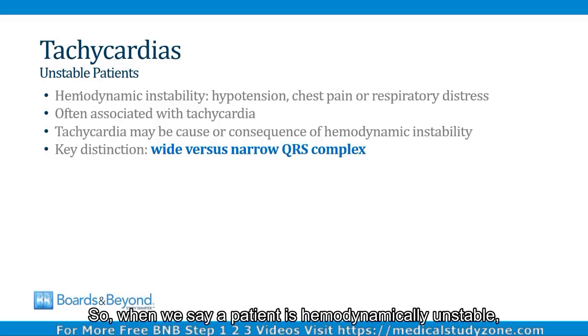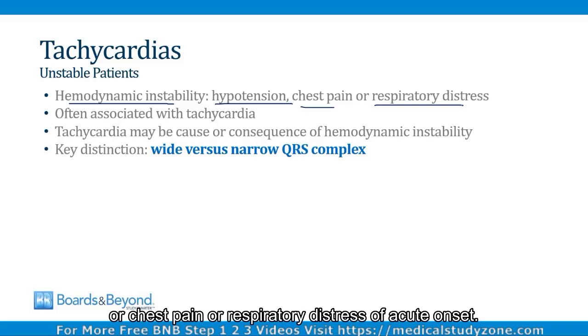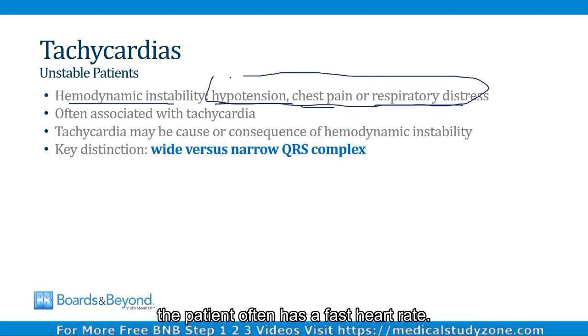So when we say a patient is hemodynamically unstable, usually what we mean is they have hypotension or chest pain or respiratory distress of acute onset. And when one of these things is going on, the patient often has a fast heart rate. In other words, they have a tachycardia.